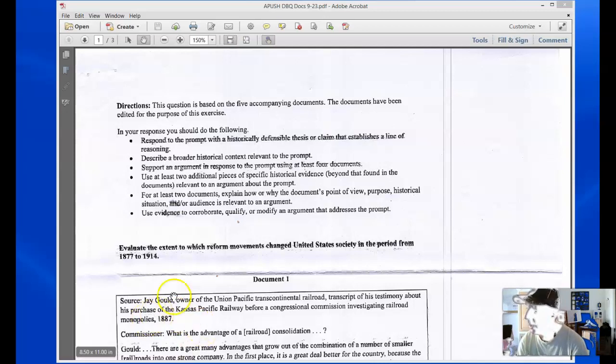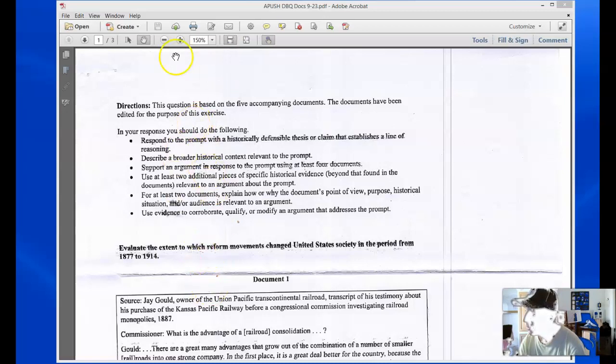Anyway, on the AP exam, you're going to get a DBQ question. DBQ, document-based question, meaning there's going to be documents. You're going to get a prompt. In this case, it's evaluate the extent to which reform movements changed United States society in the period from 1877 to 1914. That might sound foreign to some of you already, but as we get through the school year, you'll eventually come to find out that prompt is not as scary as it looks.